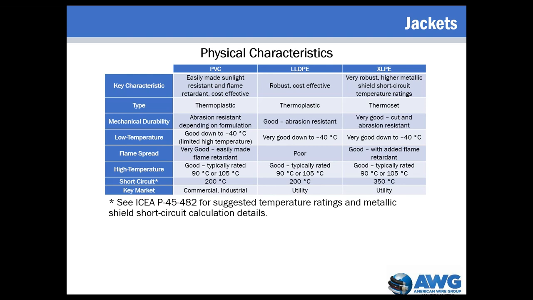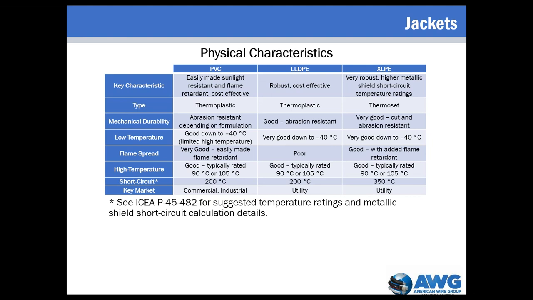When we look at the physical characteristics of the jackets, we find that installation conditions need to be known before a jacket type can be selected and designed to work in that specific application. PVC is easily made sunlight resistant and flame retardant, making it a cost-effective jacketing solution. Depending on the formulation, PVC jackets can be made with a wide variety of characteristics, making this a typical jacket material for commercial and industrial cables.